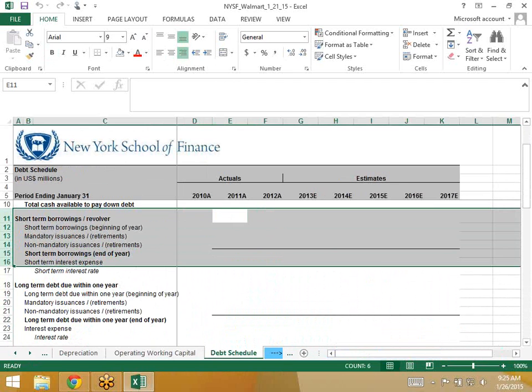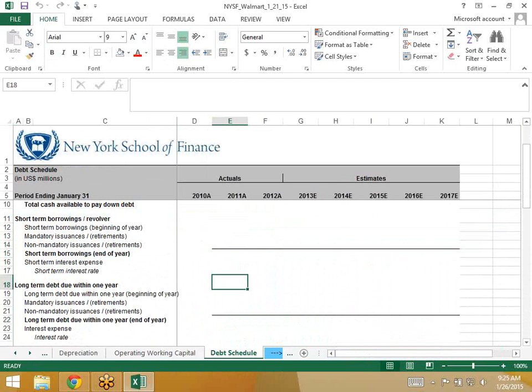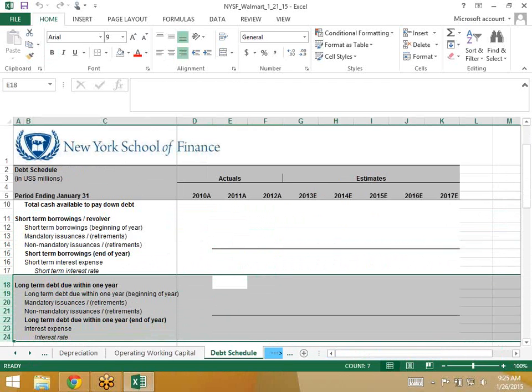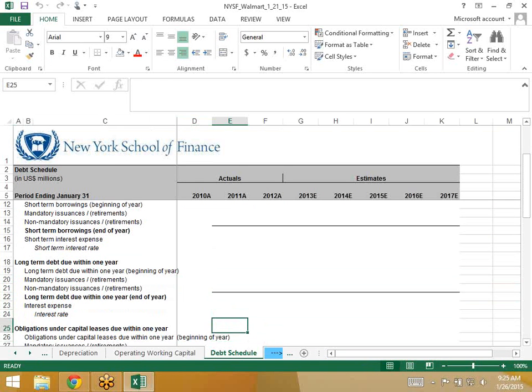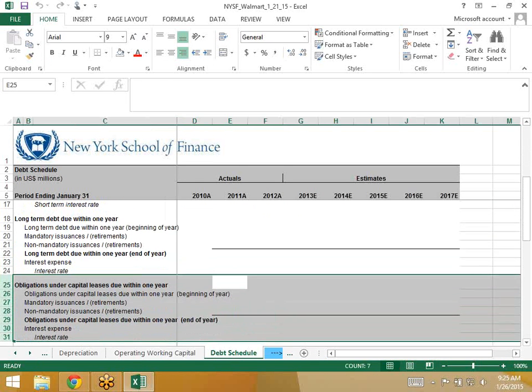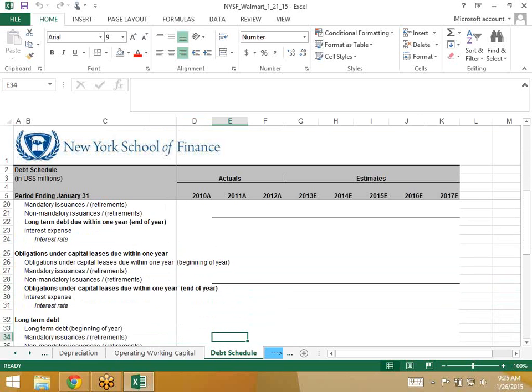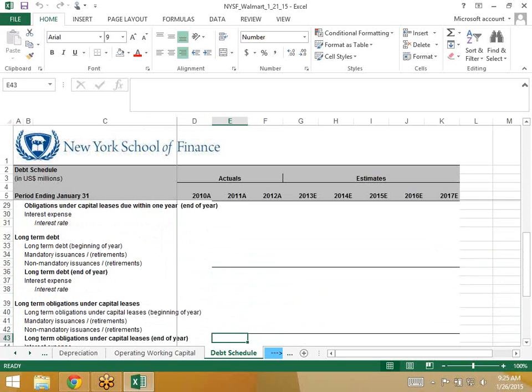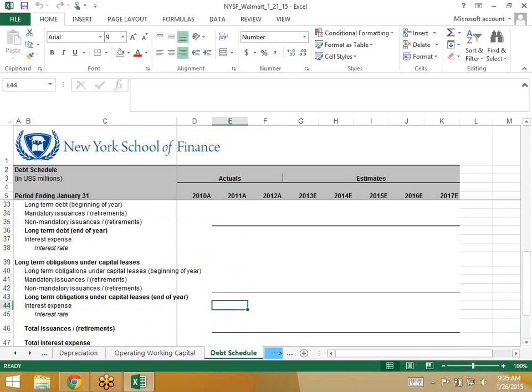Short-term debt, short-term portion of long-term debt. When I say pieces, I'll tell you what that means, the components of the pieces. Capital leases due within a year, long-term debt, and the actual capital leases. So the 5 different pieces match the 5 different pieces of debts as per the balance sheet.